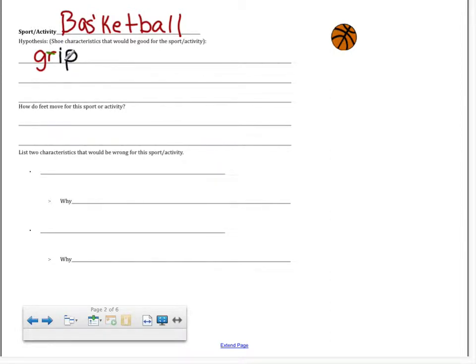So what kind of grip? What do you mean? Put those down. What do you say? Strong grip? What does that mean? A lot of grip. Okay, I'll take that. I'll take a lot of grip.